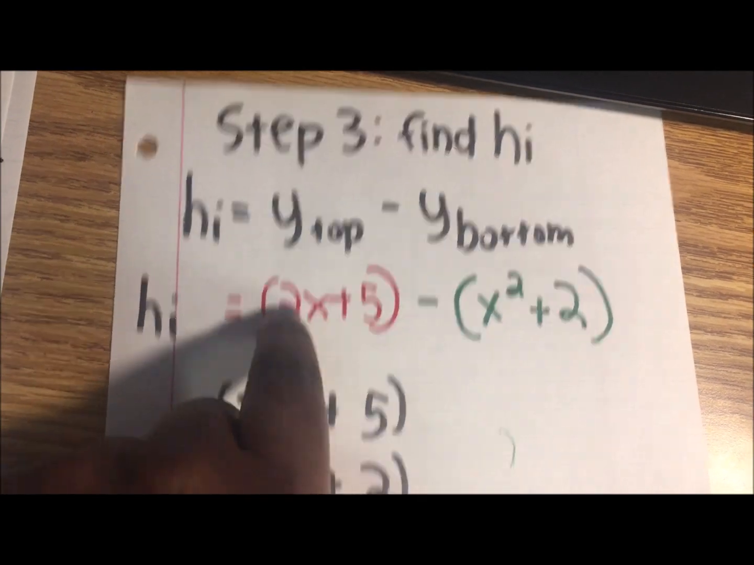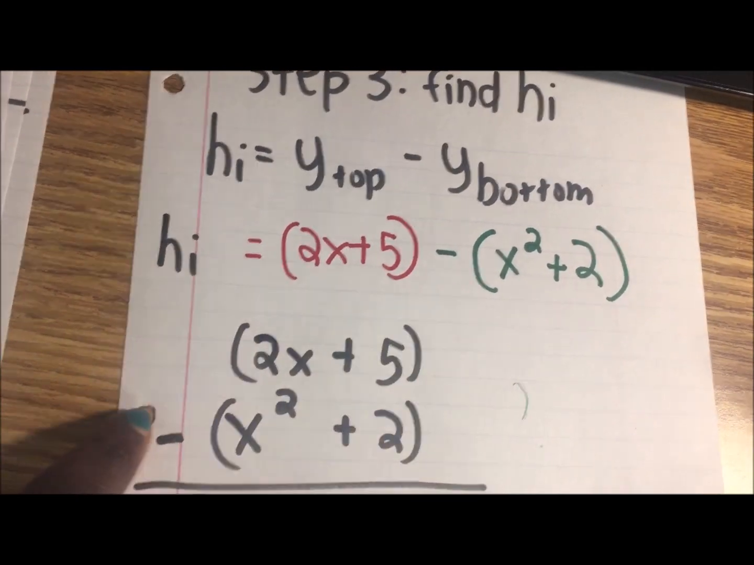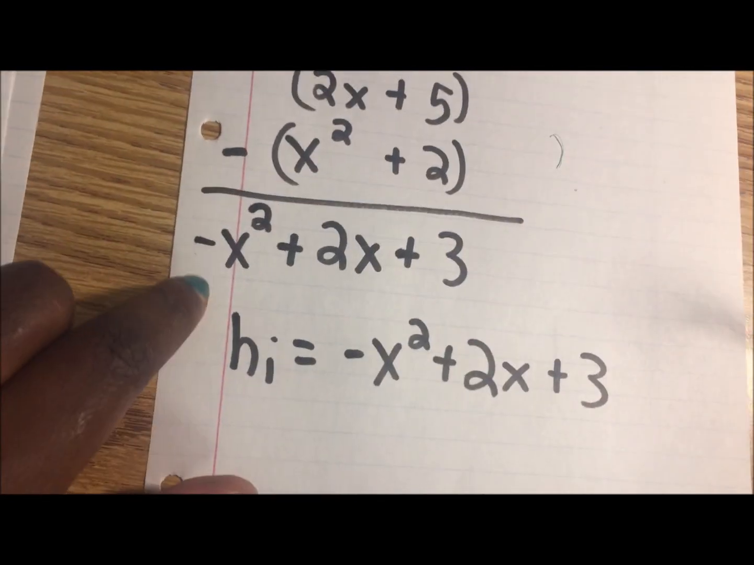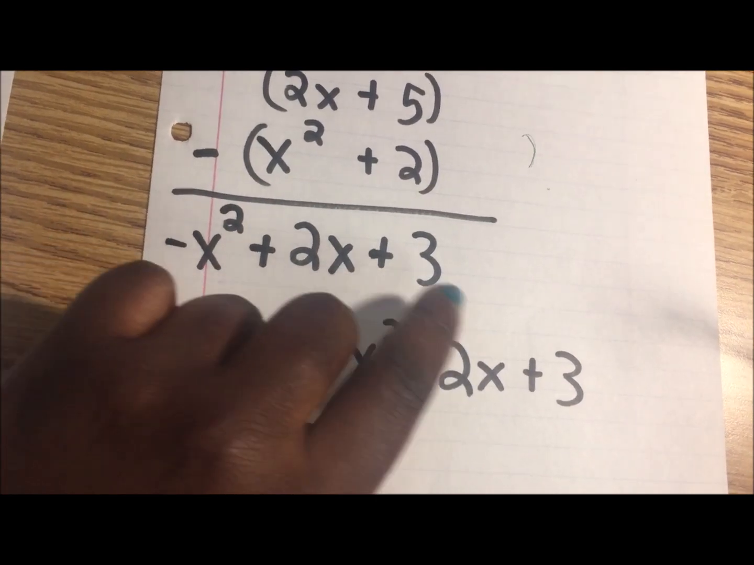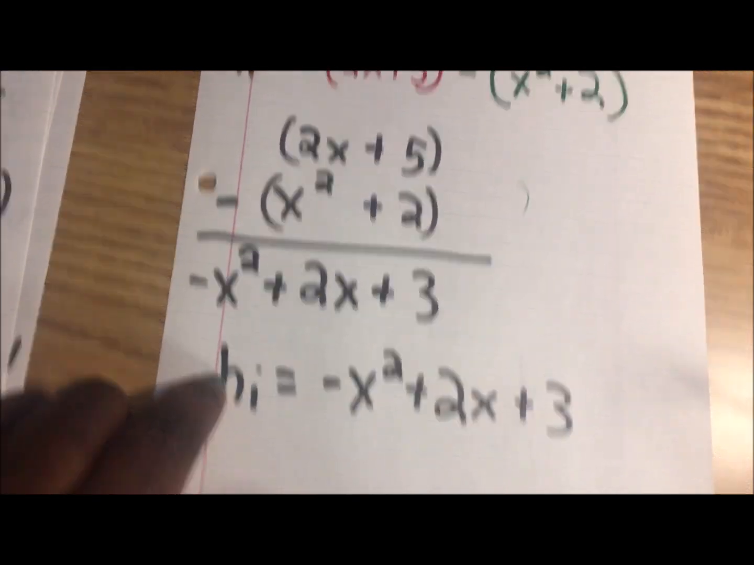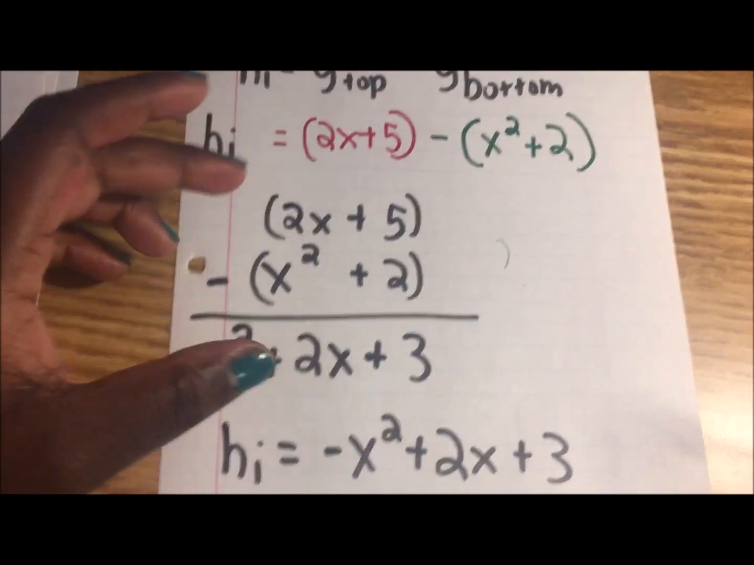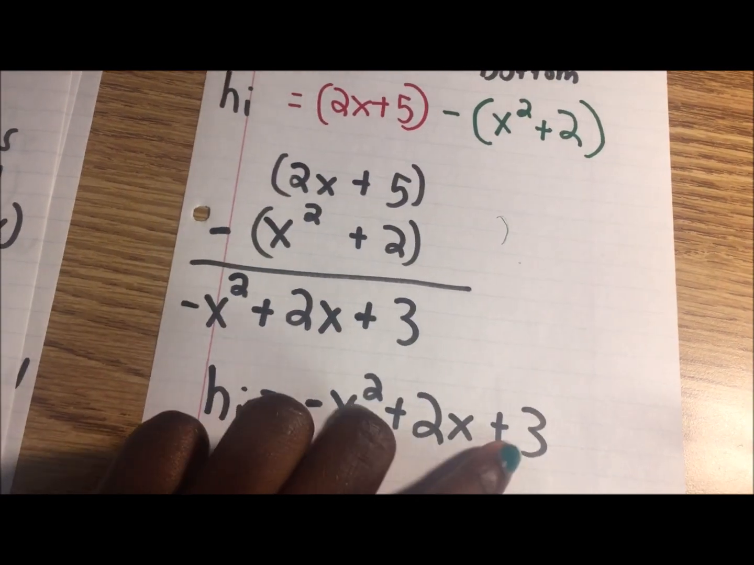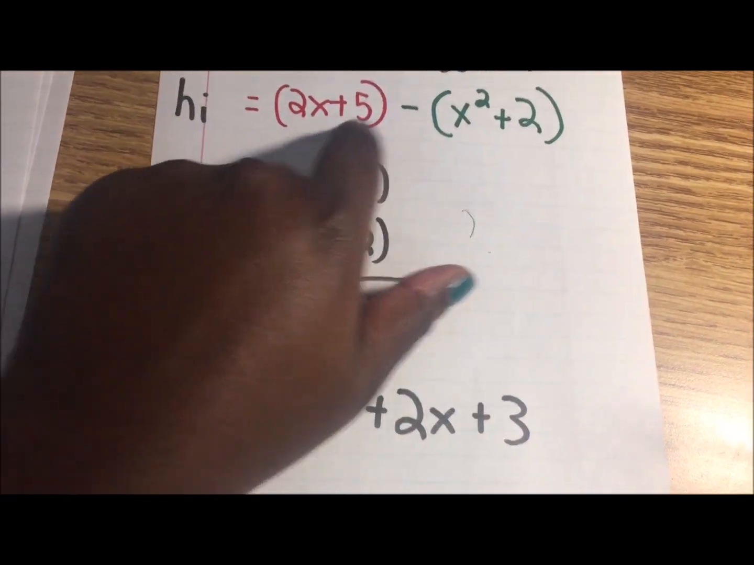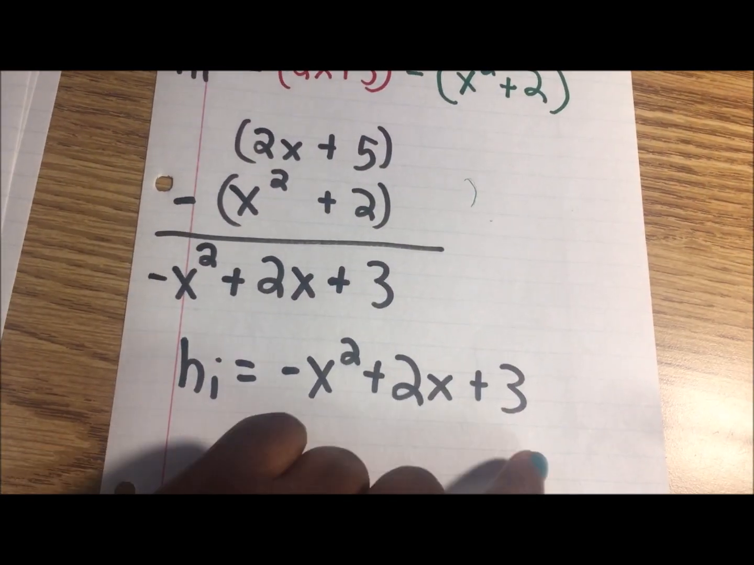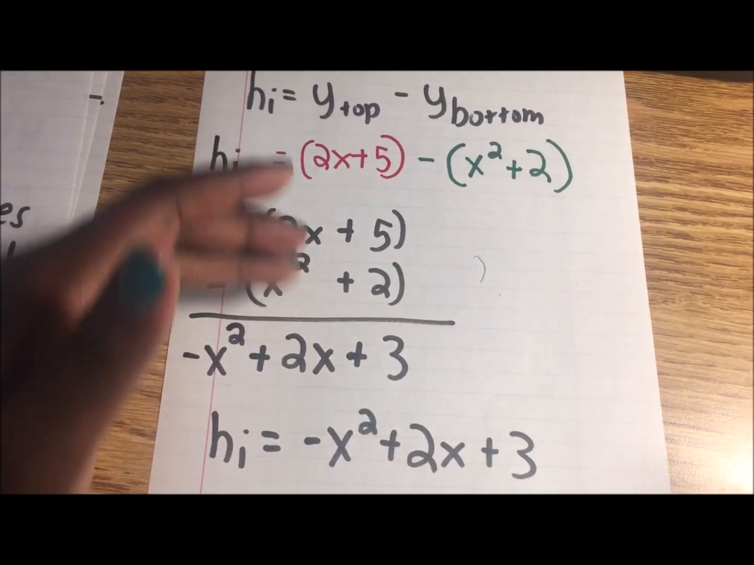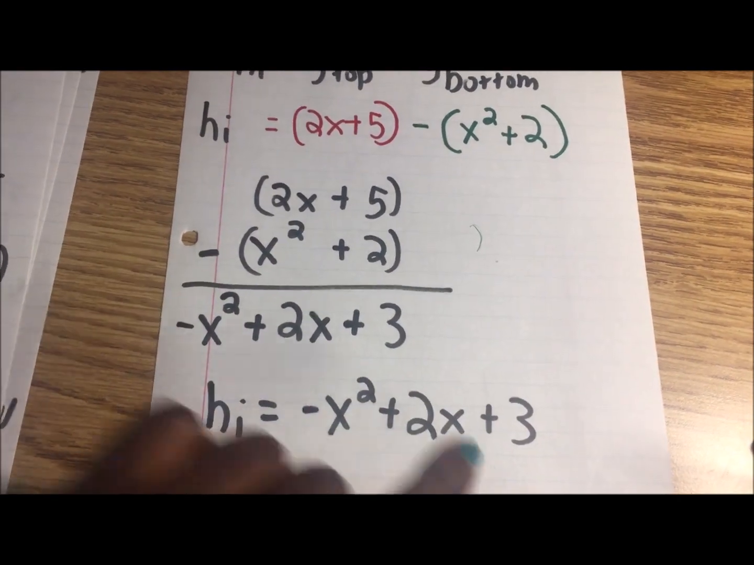If you subtract these two equations, 2x plus 5 minus (x squared plus 2), you get negative x squared plus 2x plus 3. This format is going to make it a lot easier to integrate. Before anybody asks how I got this from that, this is literally just me subtracting these two equations. So that's HI. HI is basically y top minus y bottom.